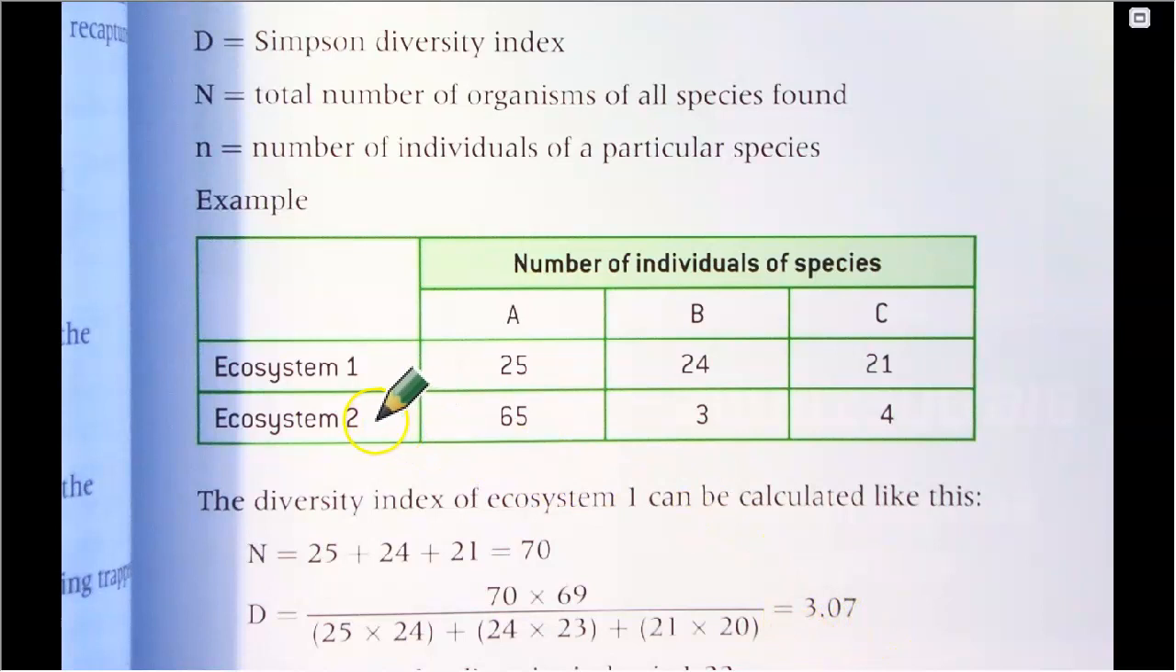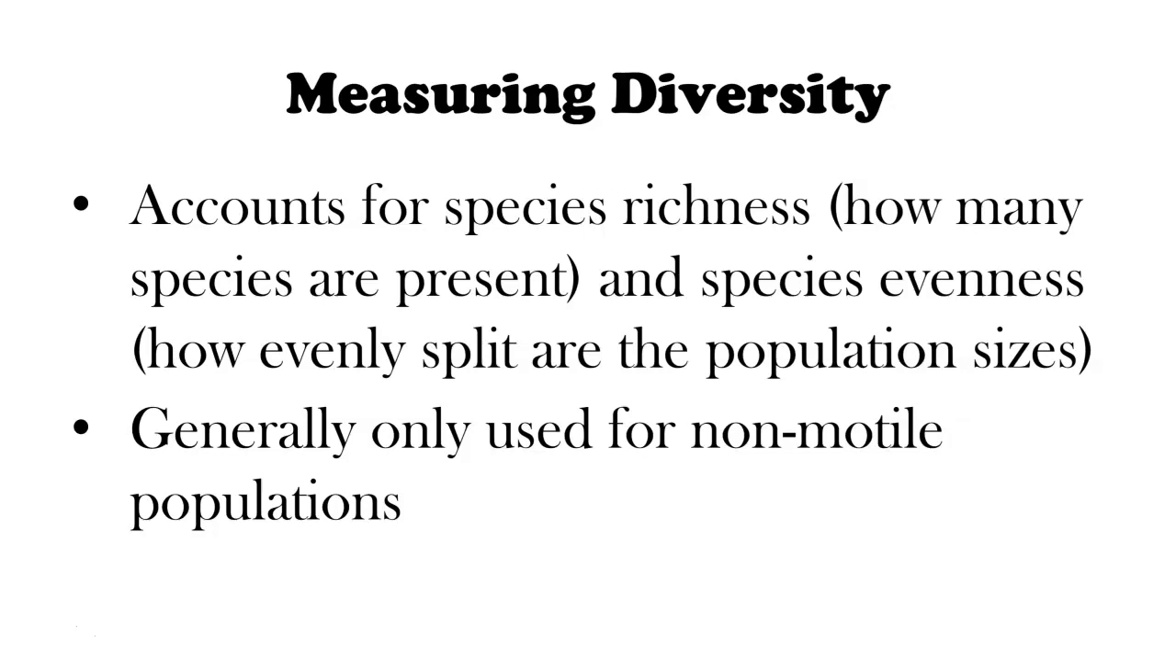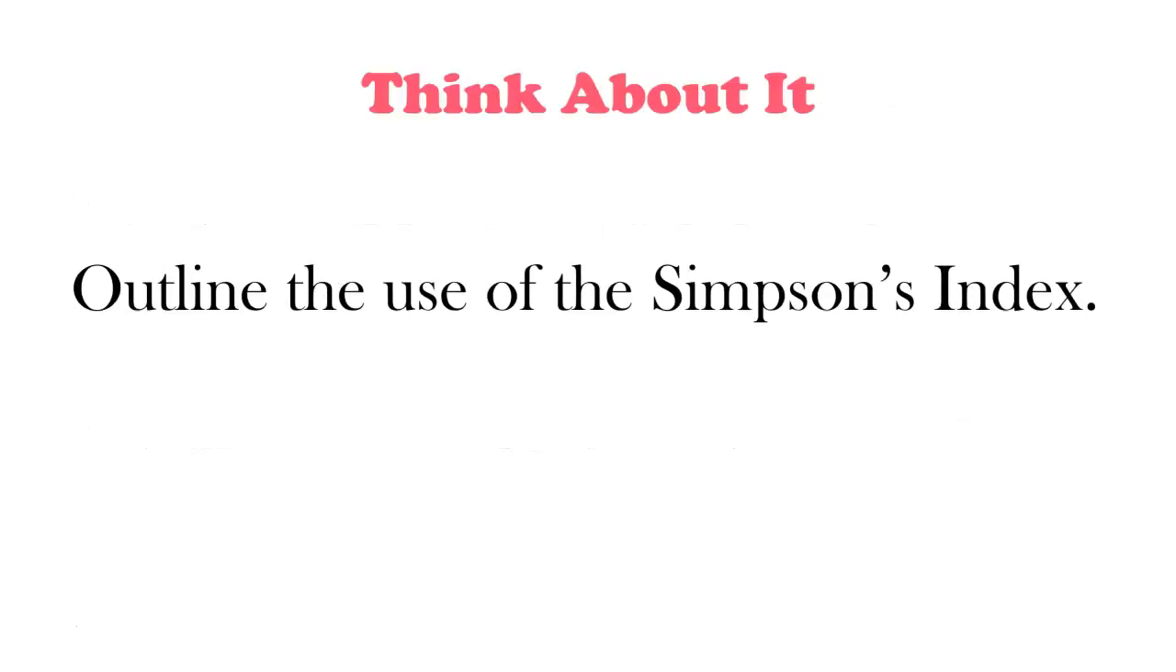If we took a look at ecosystem 2, we have a less even distribution. Therefore, the diversity index is lower, and the number that we'd get from the equation for ecosystem 2 would be 1.22. Generally, we'd see lower numbers for the diversity index in places that have been polluted or highly disturbed, such as logged forests. Simpson's diversity index accounts for species richness, which is how many species are present, and also species evenness, which is how evenly distributed the population sizes are. And once again, this is generally only used for non-motile populations of things such as plants or trees. So at this point, we should be able to outline the use of Simpson's index.